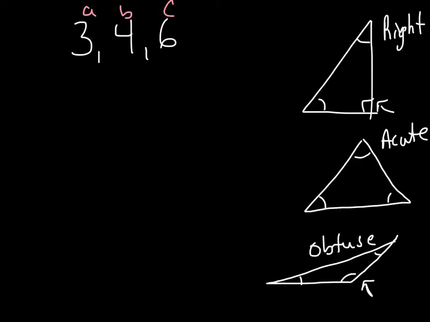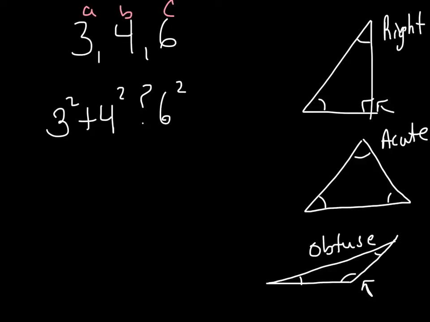So using these numbers to determine that, if we plug these in and we say, okay, well 3 squared plus 4 squared, how does that relate to 6 squared? Is it equal to? Because if it is, then I know it's a right triangle. But if it's less than or greater than, does that mean it's acute or obtuse?